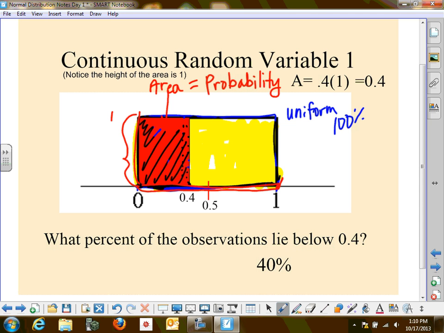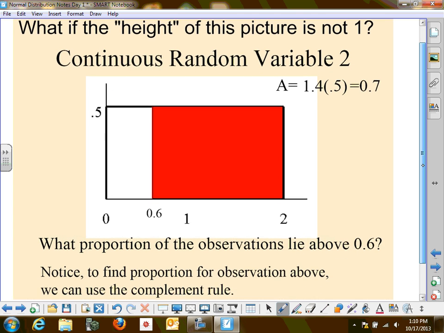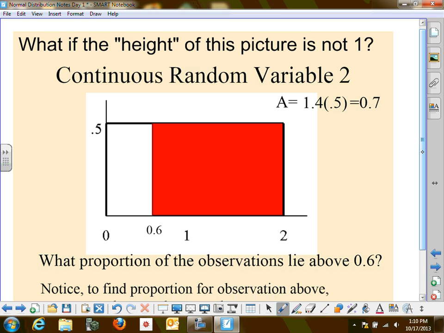All right, so that's the key, that the area of this red section is the same as the probability of getting that value when what's in this square is 100%. Okay, so let's see another case where the shape is a little different. The shape is only the height of 1/2. Well, since the height is only 1/2, I still need to have 100% in this distribution.